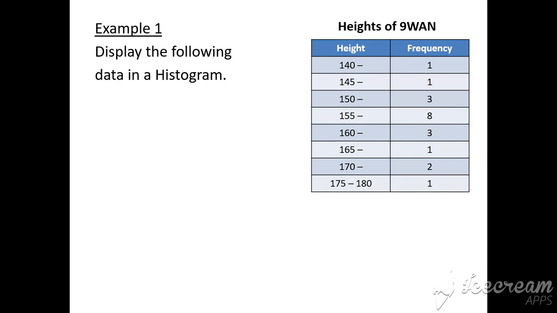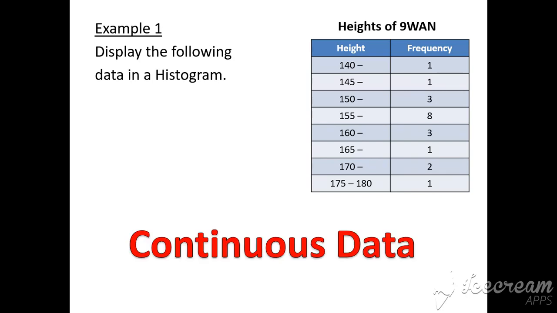All right, let's get into our first example, and we're going to display the following data in a histogram. First and foremost, this is continuous data. We've measured this data. This is heights, and we measure heights. And people can be all sorts of heights, 142.3 centimeters. So we're putting them into groups, all right? This first group, there's one person in this group. Anybody who is 140 centimeters and greater, but up to less than 145.